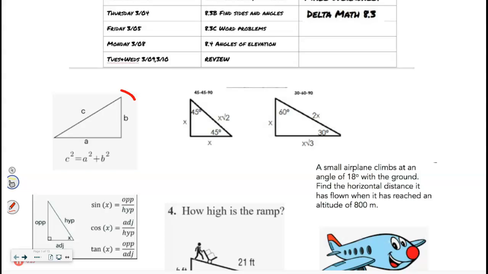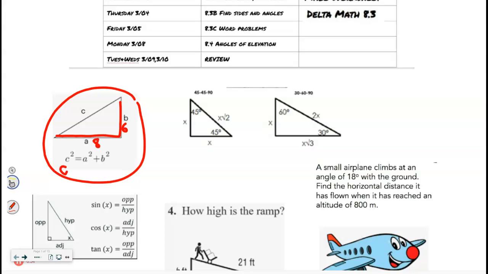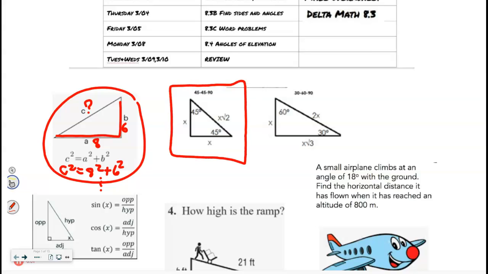So we've been working with our Pythagorean theorem that says if we know two sides of a right triangle, we can find the third by saying a squared plus b squared equals c squared, and we can find that missing third side. But there's two types of right triangles where we only need to know one side, and if we know it, we get the other two.